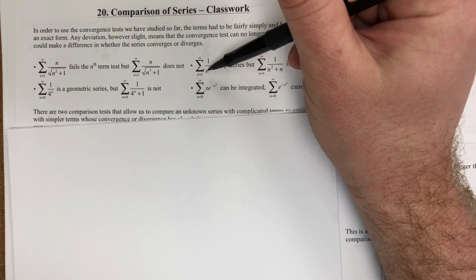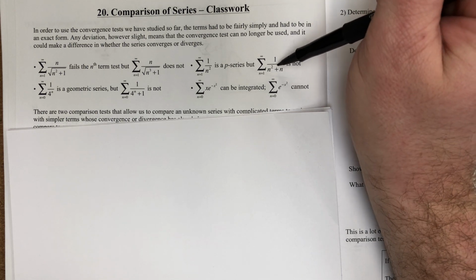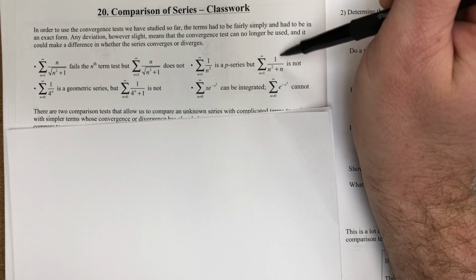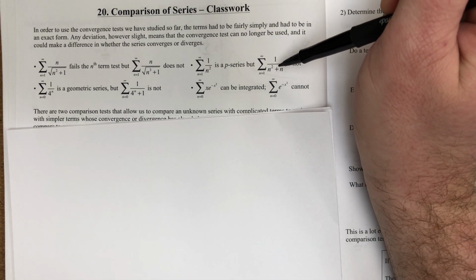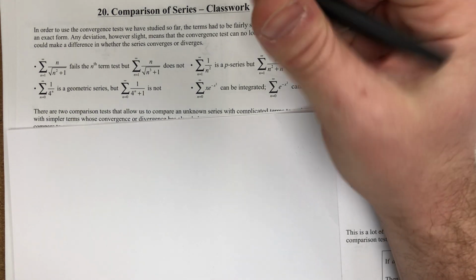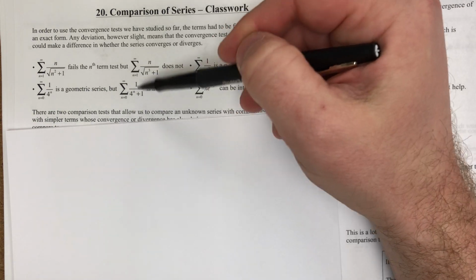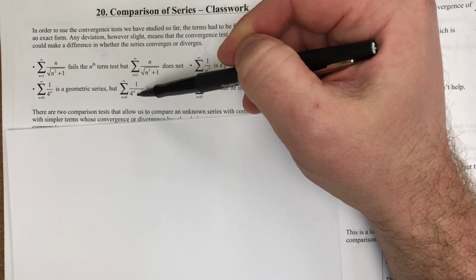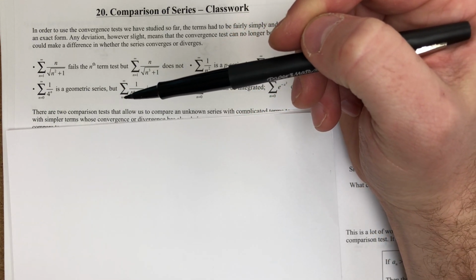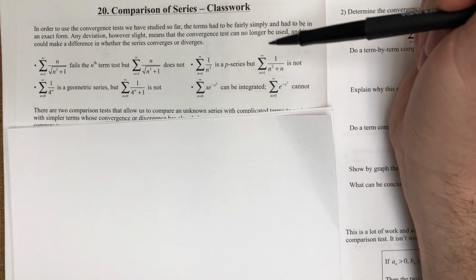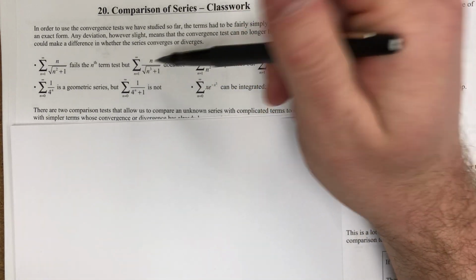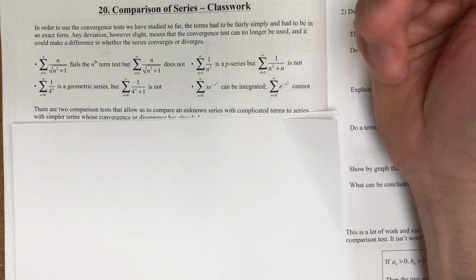Additionally, you've got things like this, 1 over n squared versus 1 over n squared plus n. This we can use p-series. This is not technically a p-series, and so we're like, well, what do we do with that? This one, 1 over 4 to the n, that's a good old geometric series. This is no longer geometric. It's got that stupid plus 1. So what happens here? If you think you have an idea for what happens with these three, that's awesome.